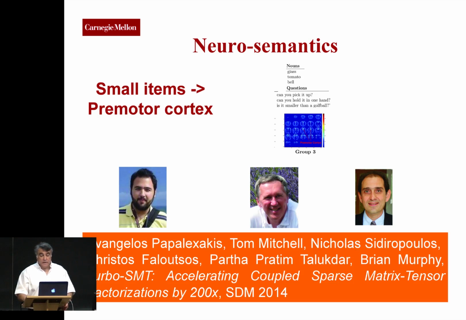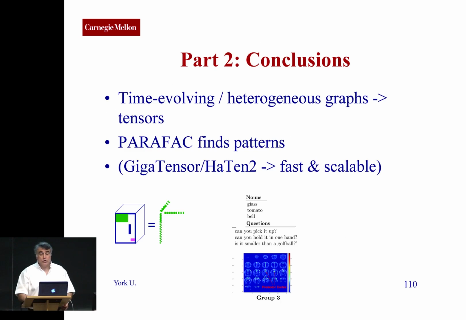And this is part of the neurosemantics project. The paper appeared in SDM 2014. So the conclusion is that when we have time-evolving or heterogeneous graphs, we can model them as tensors. Parafac is a well-known tool that will find the triplets we're interested in, and of course there are many follow-up tools that can do sparse decomposition, non-negative decomposition and so on.